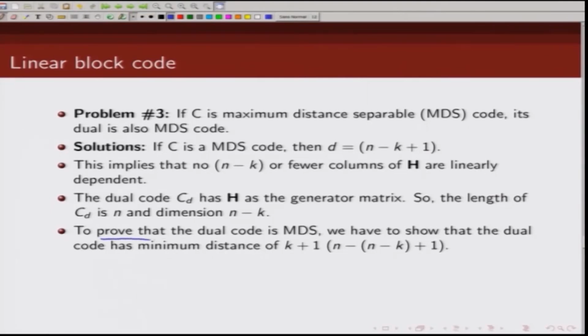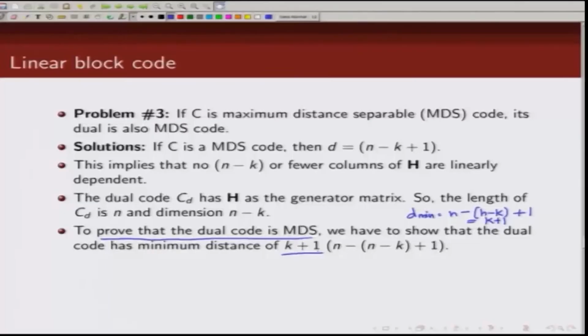To prove that the dual code is maximum distance separable, the dual code also has to satisfy the singleton bound, and according to the singleton bound, the minimum distance should be n minus the dimension of the code, which is n minus (n minus k) plus 1, and this comes out to be k plus 1. So, we will have to show that the minimum distance of the dual of this code is k plus 1.